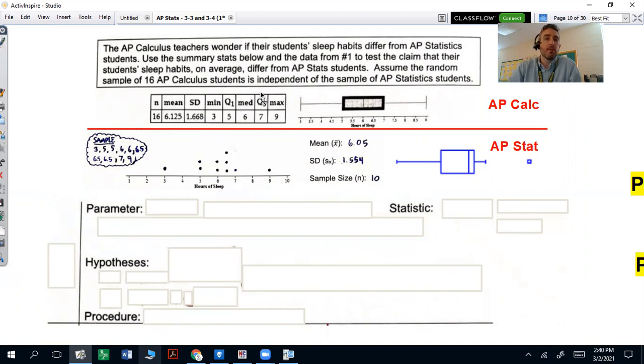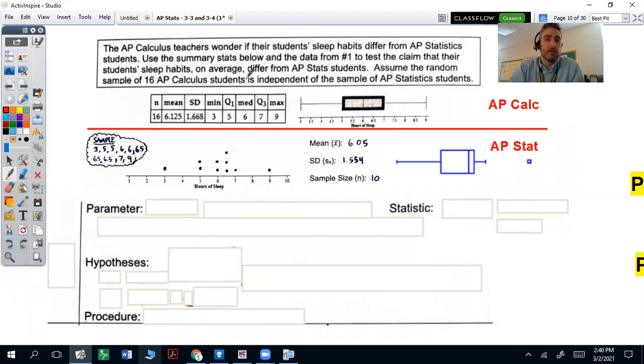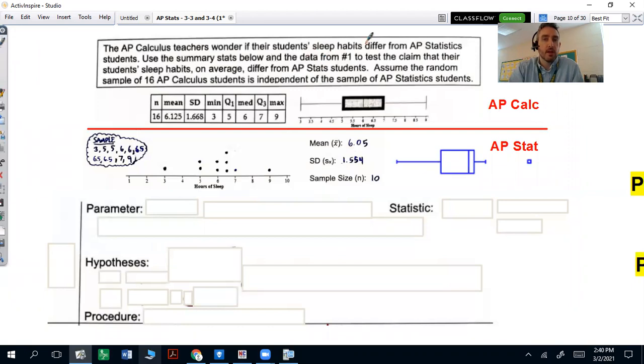But the problem here is you got to be very careful with your direction, because it says use the summary stats below and the data from number one to test the claim that their students' sleep habits on average differ from AP Stats students. Differ does not mean less than or more. So even though the AP Stats number is smaller for the sample mean than it is for the calculus, the question is saying, is there a strong enough difference? Which means we're not using less than, we're using not equals to in our alternative hypothesis. Let's go ahead and set that up.